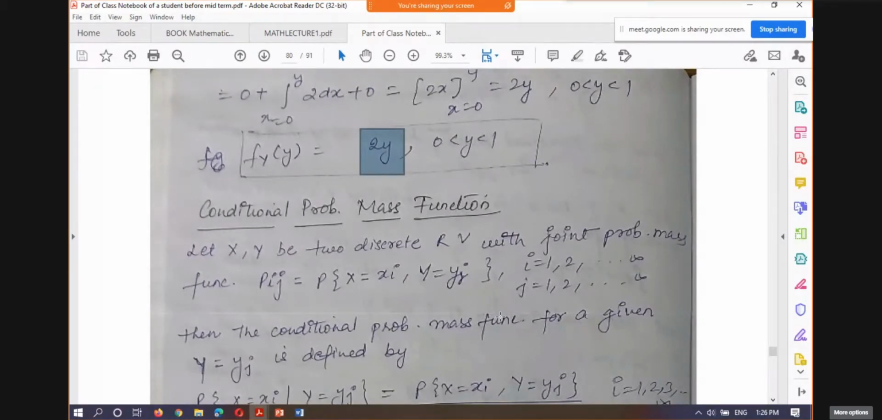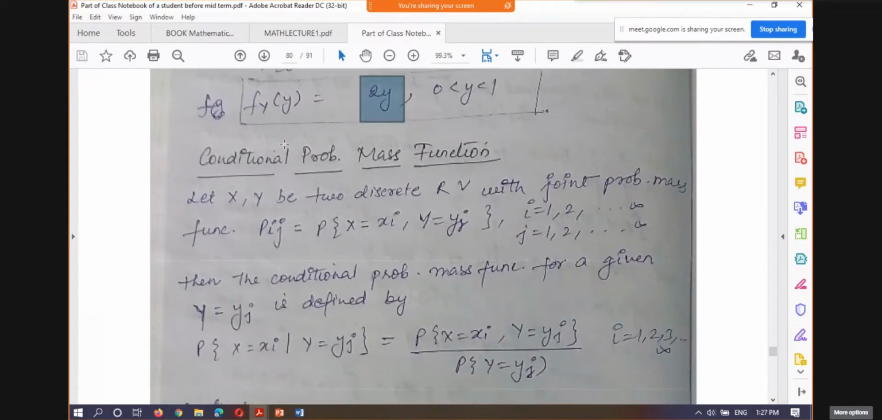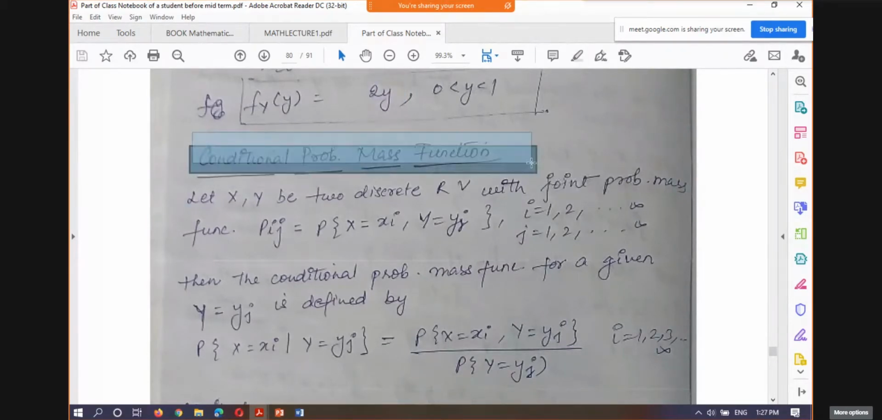So we have learned here that if we are having two random variables, capital X and capital Y, then we are having joint distributions, joint densities, joint probability mass functions, and so on. If we are having this, how does the conditional probability concept generalize to these random variables?